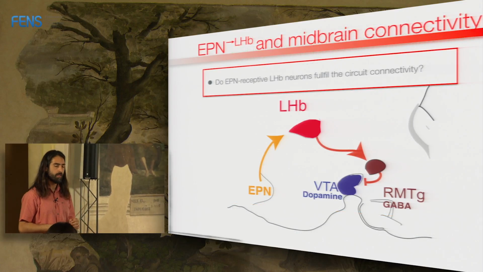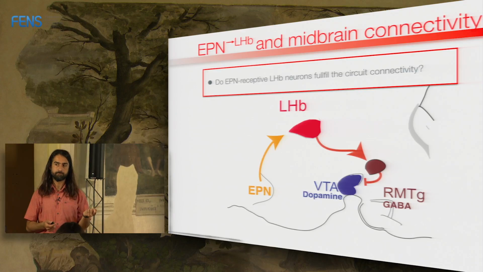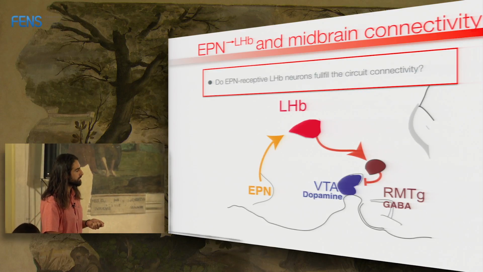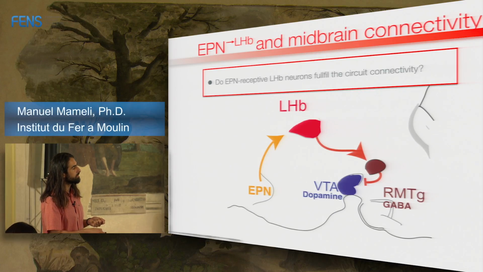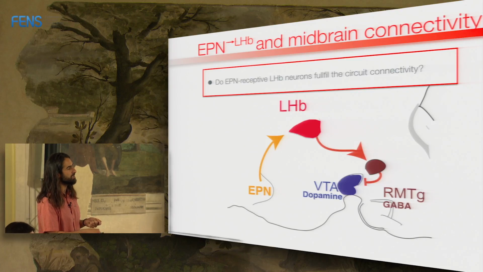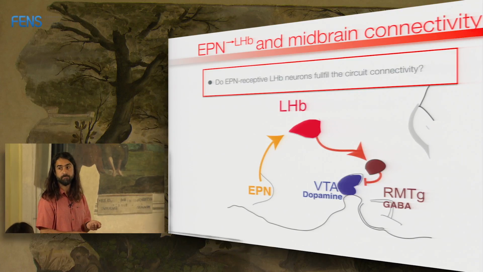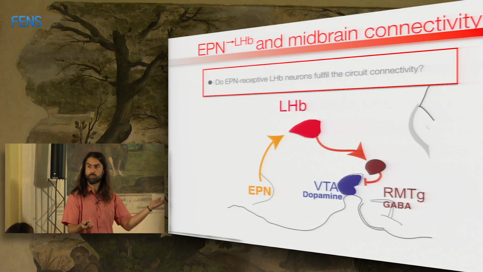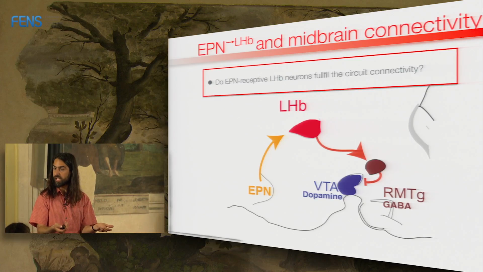So if we were right, we asked the question whether or not the EPN would connect or synapse onto neurons that specifically project to the RMTg and not others. Because if they project to neurons projecting to the VTA, then the circuit specificity for the effects of cocaine would be lost.